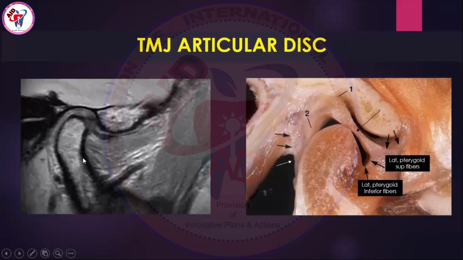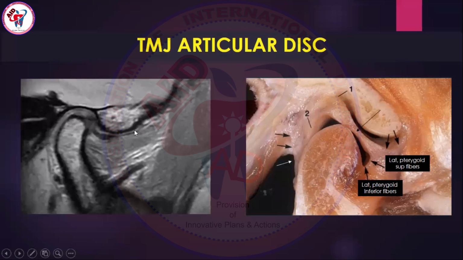Here, this is the place where the condyle is present. This is the MRI, and that is the place which shows the lateral pterygoid muscle inferior fibers. Okay, these are the inferior fibers. That is the lateral pterygoid muscle superior fiber. This is the lateral pterygoid muscle superior fiber, giving you the film like this. Now, then there is the anterior band. This anterior band is here. Exactly, this is the anterior band of the disc.